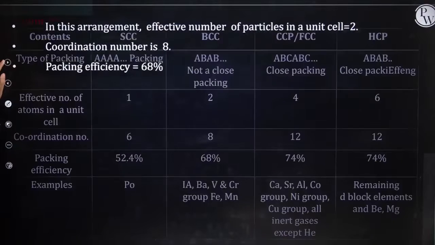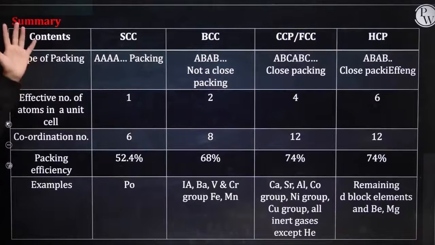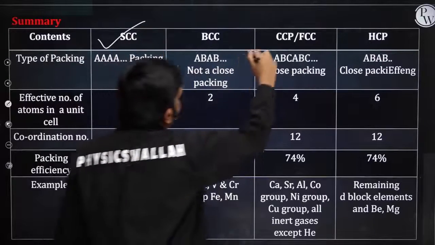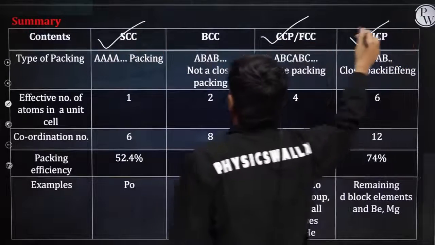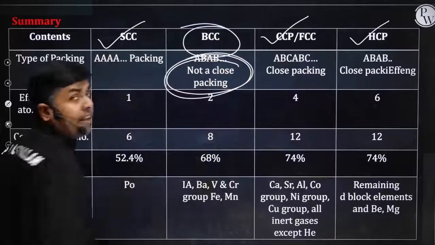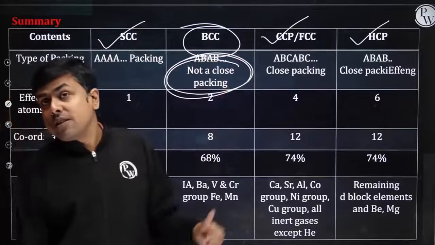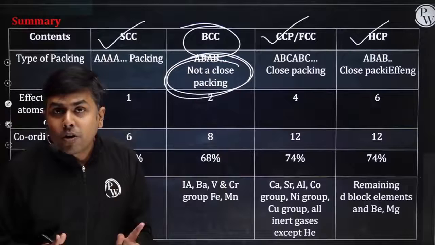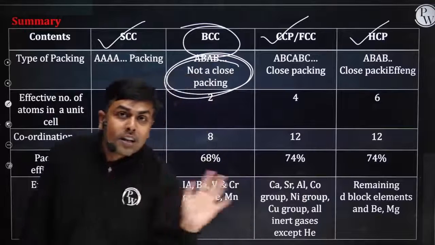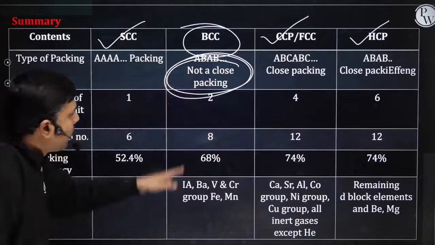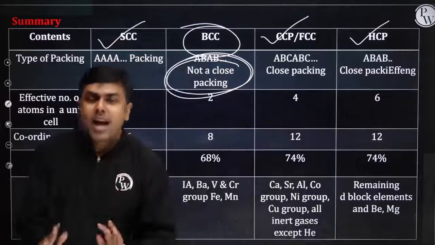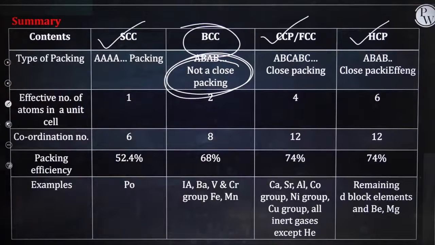This was related to BCC, but that's not so important. Students, this is the summary of close packing in 3 dimensions. This SCC is important, CCP is important, and HCP is important. This BCC is not important because it's not a close packing. Here, the packing is not a close packing. So I have not discussed BCC type of arrangement because right now we are only focusing on close packed structures. And we have studied all these parameters related to SCC, FCC, and HCP. Am I clear, students? Please copy it.